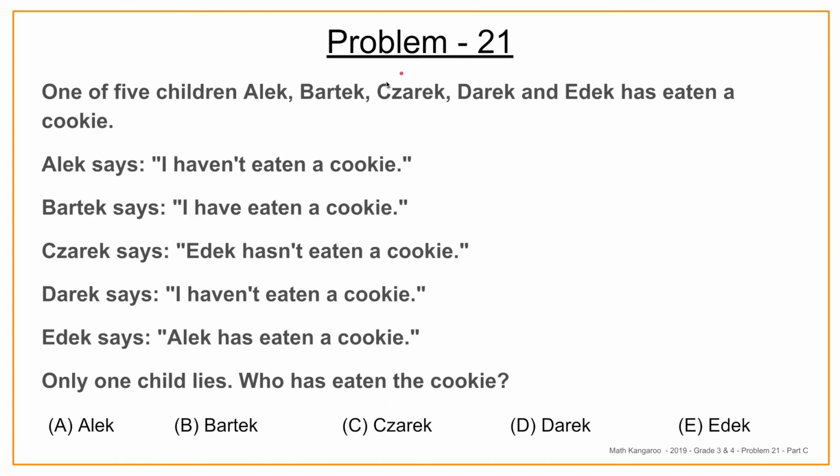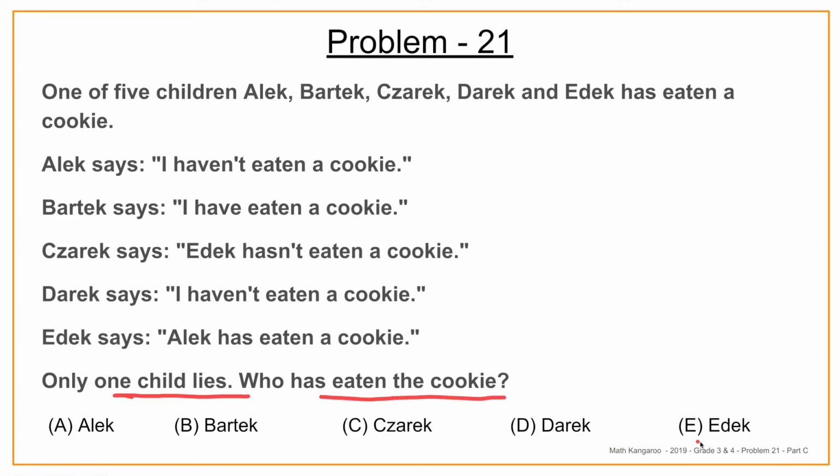Problem 21. One of 5 children, Alex, Bartek, Cesare, Derek, and Edek, has eaten a cookie. Alex says, I haven't eaten a cookie. Bartek says, I have eaten a cookie. Cesare says, Edek has not eaten a cookie. Derek says, I haven't eaten a cookie. Edek says, Alex has eaten a cookie. Only one child lies. Who has eaten the cookie?